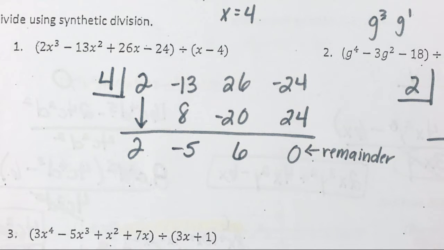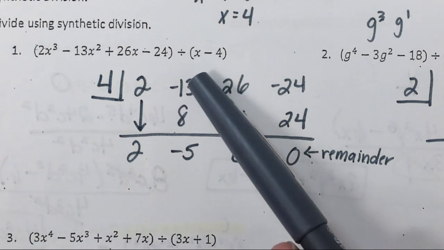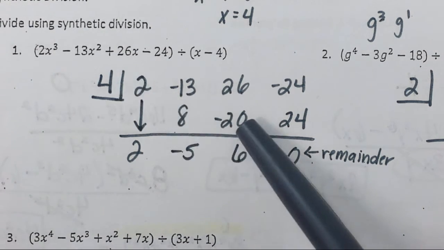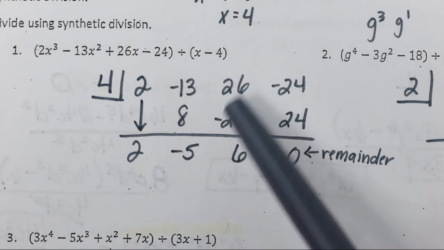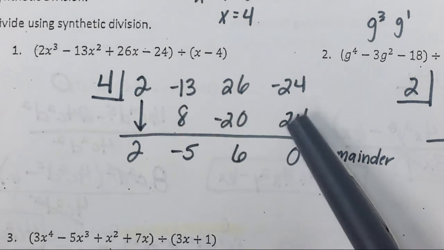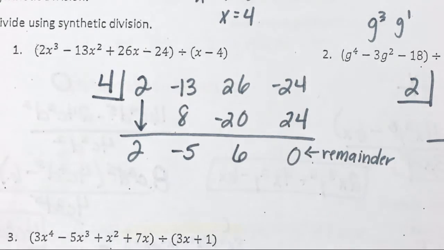Okay, you're like, that's great. I understand you drop down the 2. 2 times 4 is 8. Negative 13 plus 8 is negative 5. Negative 5 times 4 is negative 20. 26 minus 20 is 6. 6 times 4 is 24. Negative 24, positive 24, we end up getting a 0.